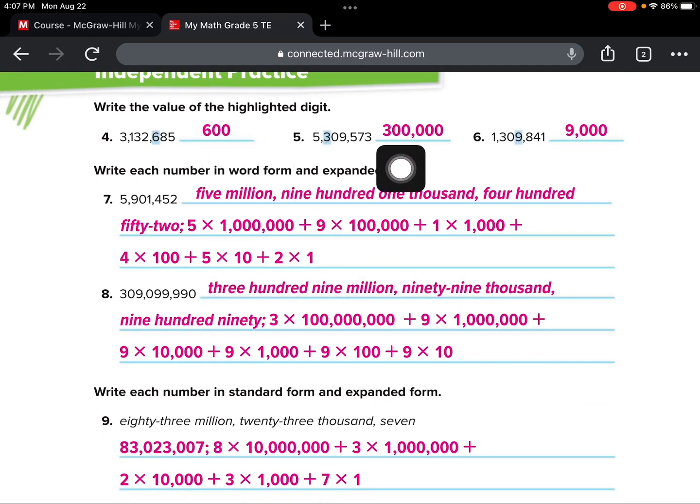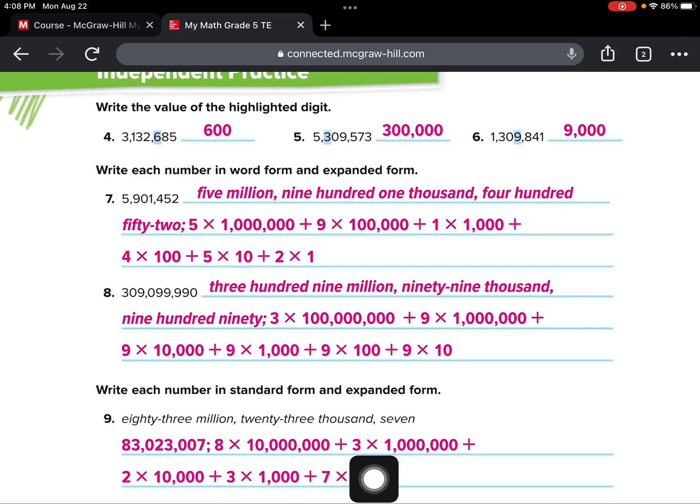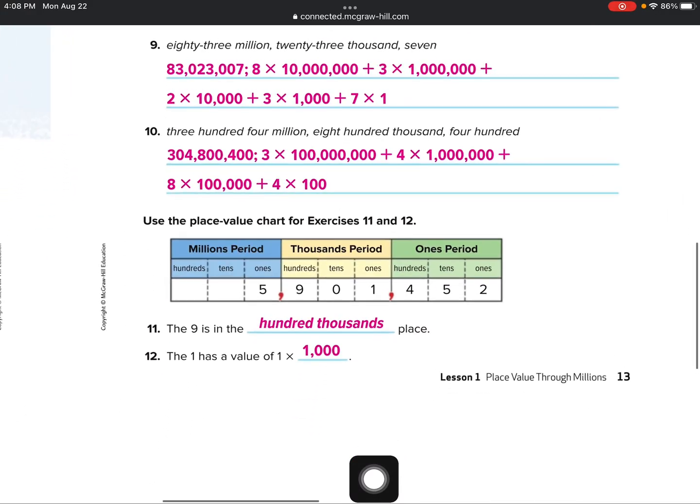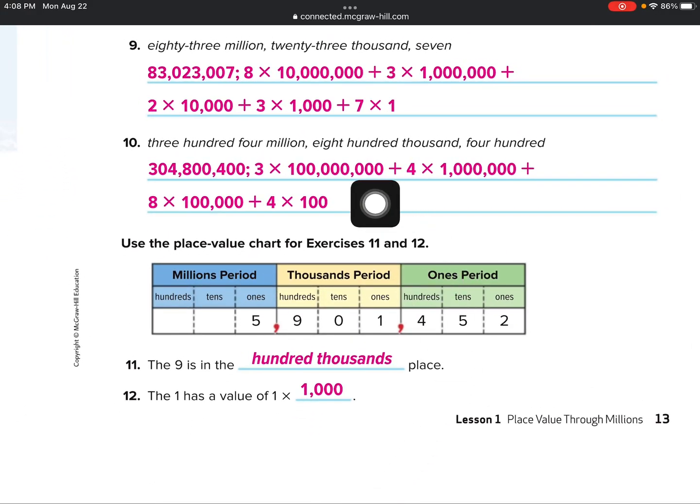600 is the value, 300,000 is the value, 9,000 is the value. Go ahead and push pause and write these answers in word form and expanded form here, and in standard and expanded form here. Please make sure you do not mix up the multiplication and the plus signs. Here it is again in standard form and expanded form. And then also they want you to tell me where the 9 is.